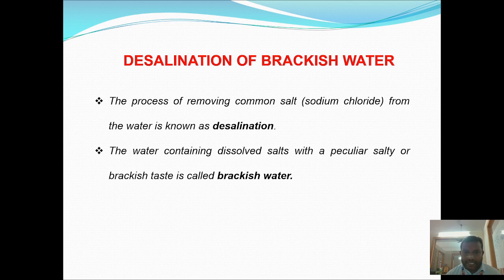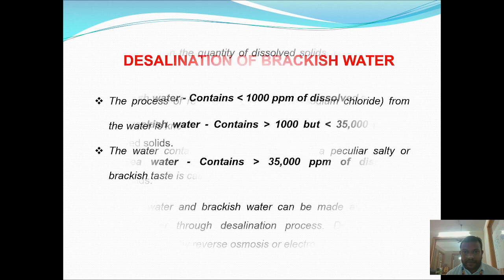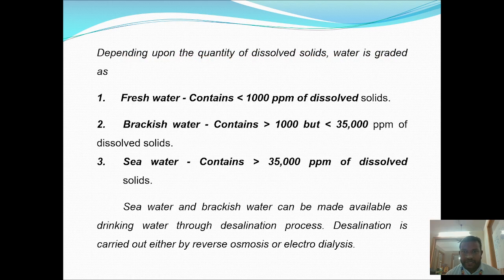The water containing dissolved salts with a peculiar salty or brackish taste is called brackish water. Depending upon the quantity of dissolved solids, water is graded as fresh water, brackish water, and seawater. Fresh water contains less than 1000 ppm of dissolved solids, brackish water contains 1000 to 35,000 ppm of dissolved solids, and seawater contains more than 35,000 ppm of dissolved solids.